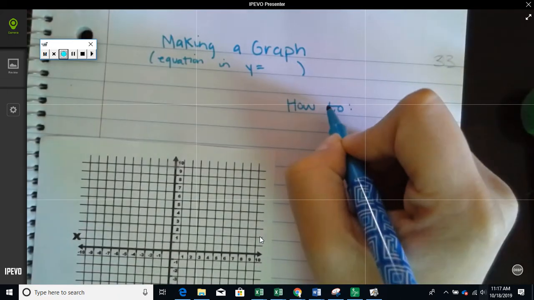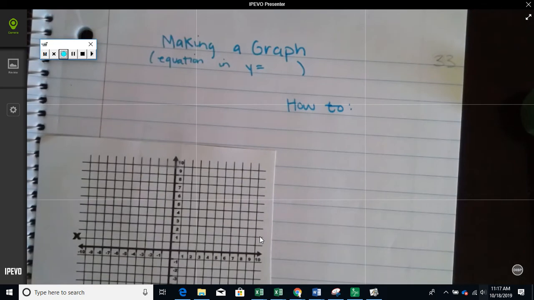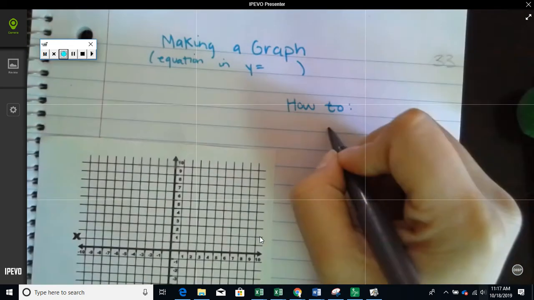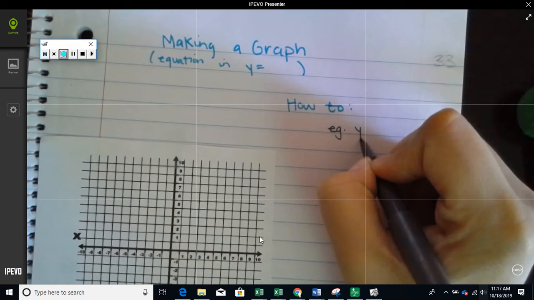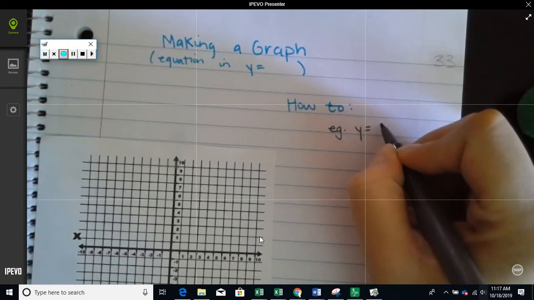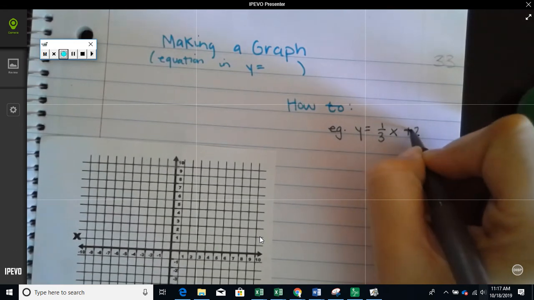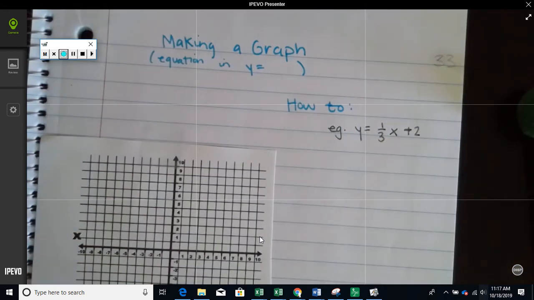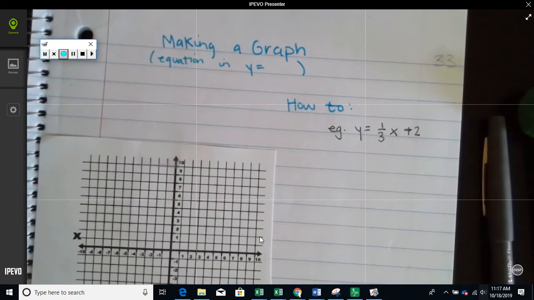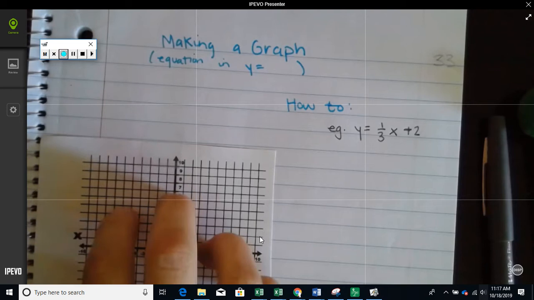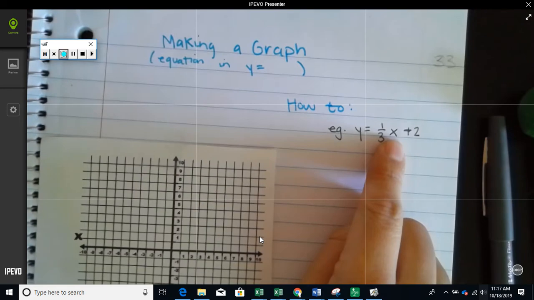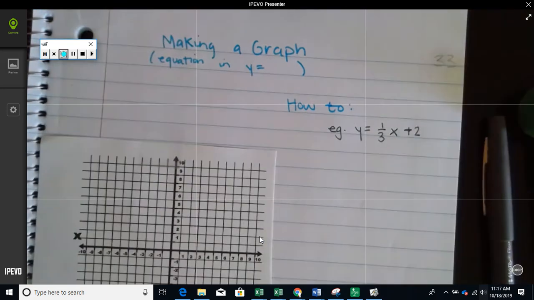Here are your steps. So I'm going to give you an equation so that we have an example and it makes sense. Here's your example. You're going to be given an equation. So versus what we've been doing up until this point, I've given you the graph and then you've had to make the equation.